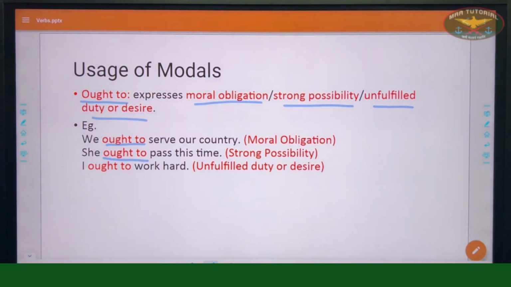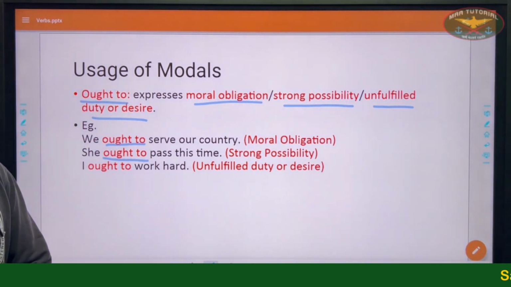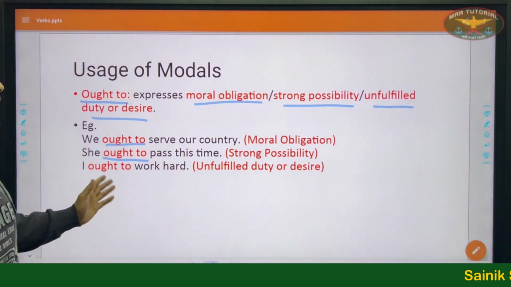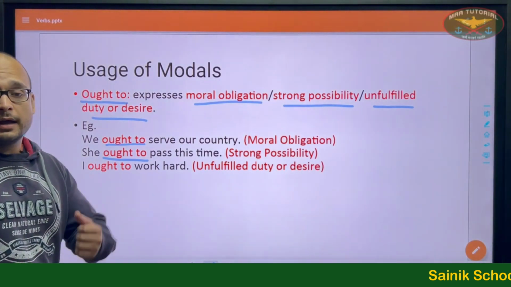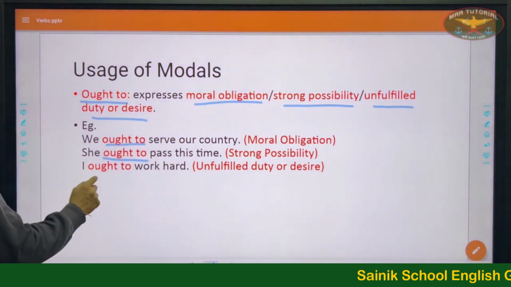I ought to work hard. Unfulfilled duty or desire. I have not been working hard. Perhaps I ought to work hard, or maybe I have been working hard and I ought to work harder now. Ought to.